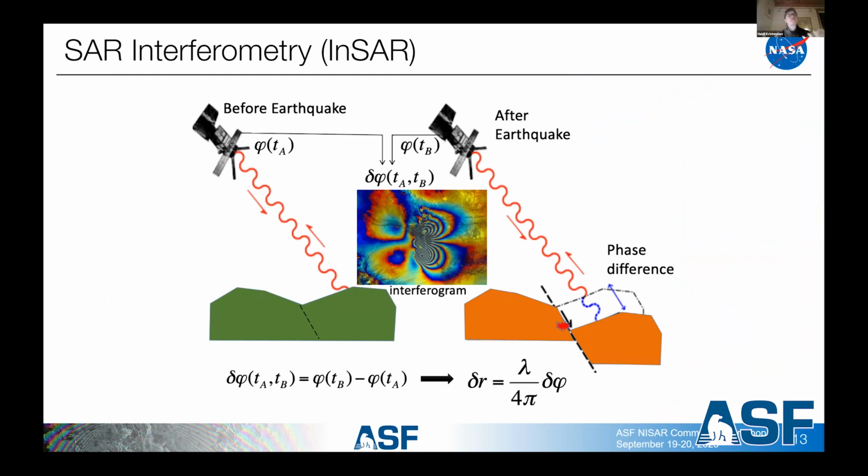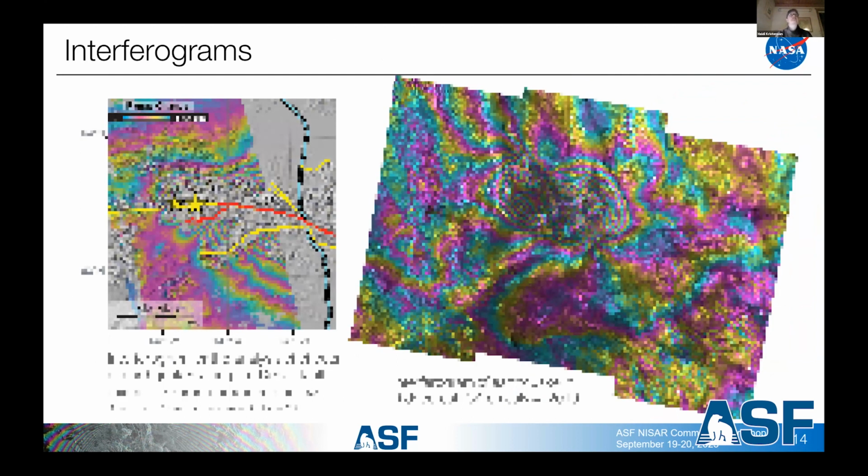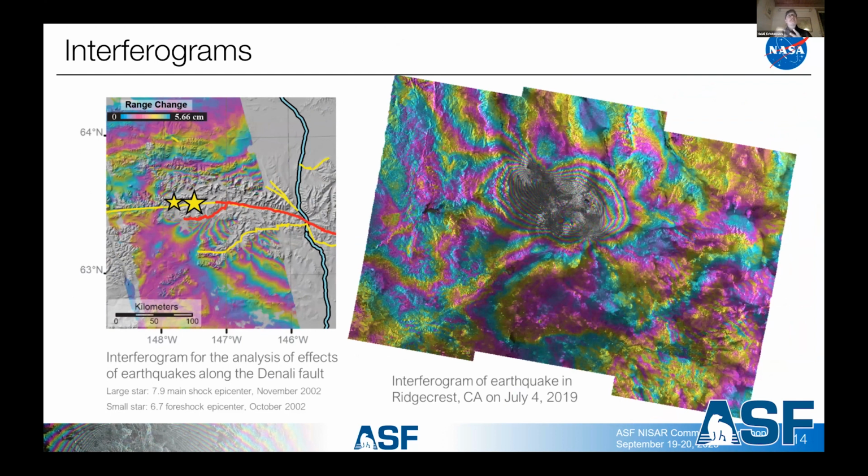So we can compare those two phase measurements from the two different acquisitions to output an interferogram. And the interferogram gives us information that allows us to identify areas that have undergone surface deformation, and also to quantify that surface deformation. In this interferogram, you can see there are these fringe patterns, and the closer the fringes are to each other, the higher the amount of deformation that took place in that area. So you can see right along the fault, there's the highest amount of deformation. And we can then apply some calculations to determine how much deformation took place.